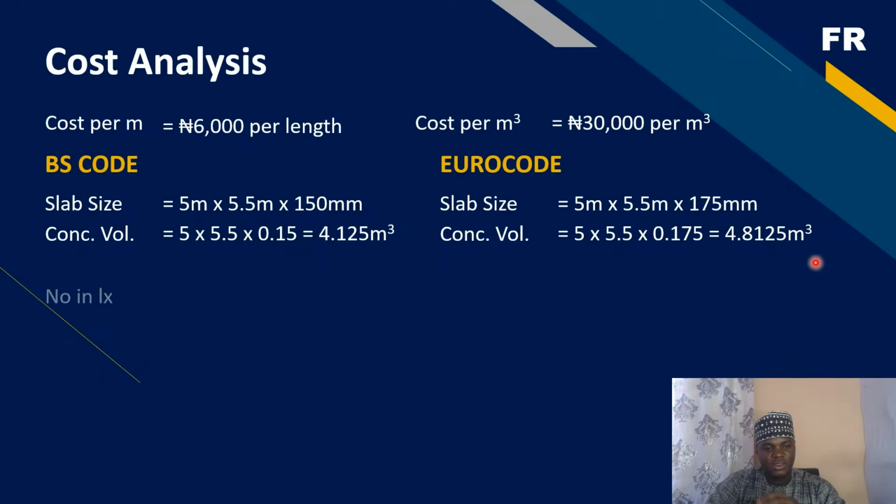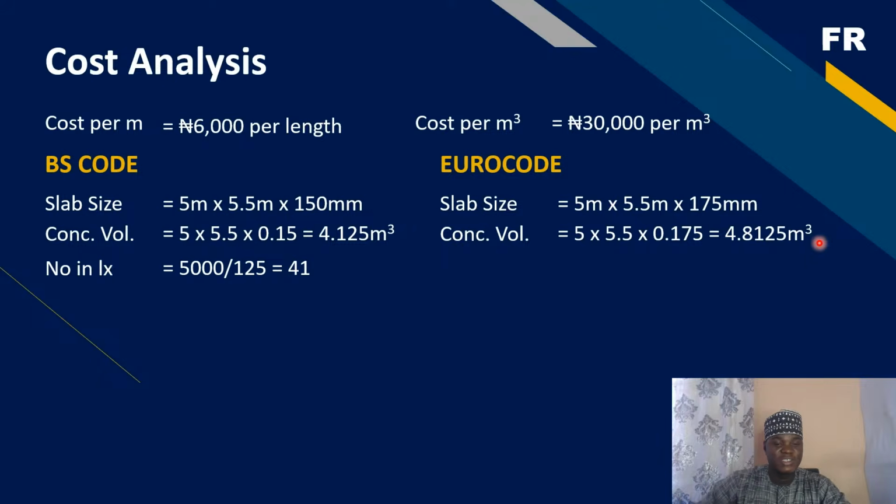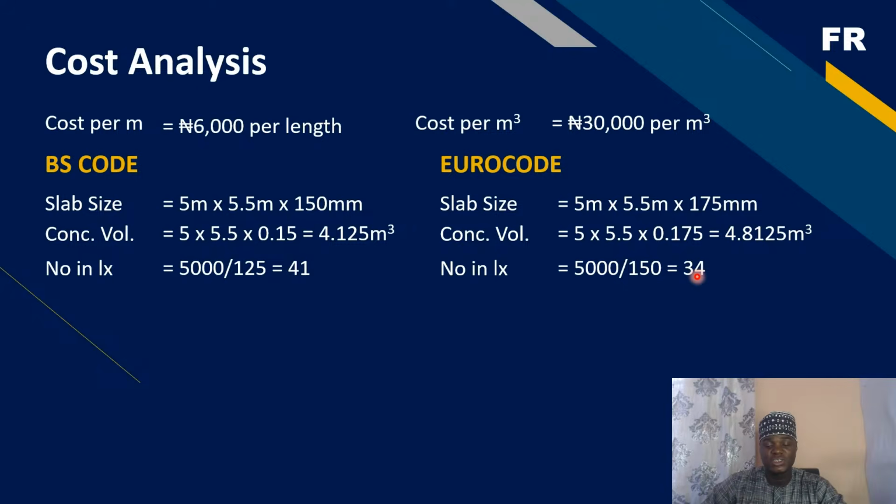So let us now look at the number of reinforcements we are going to have. In the short span, the short span is 5 meters, we are neglecting the beams in this case. So 5 meters divided by the spacing of your reinforcement, that will give you 40, but you need to add 1. So we have 41. For the Eurocode, the spacing of reinforcement is 150. So therefore, 5 meters divided by 150 will give us 33.33, you approximate to a whole number of 34.